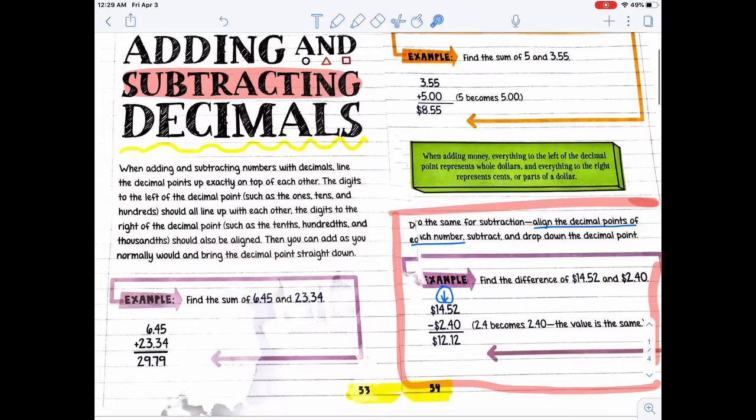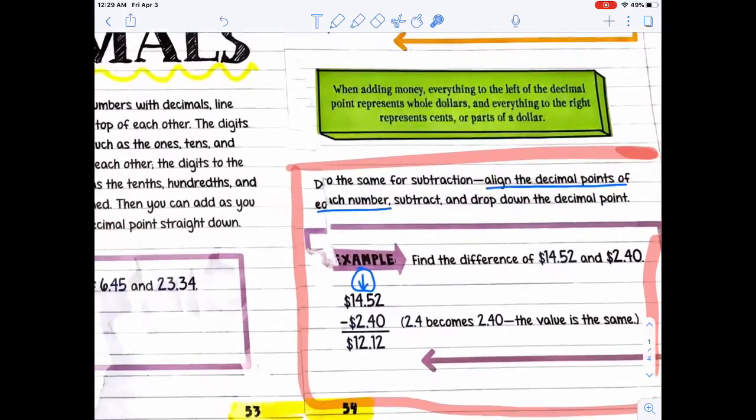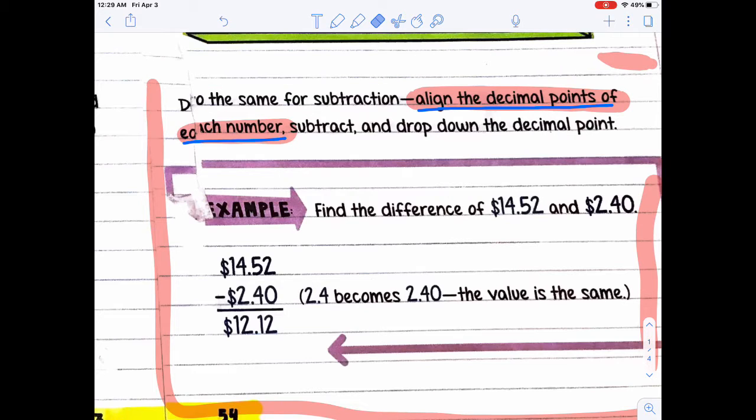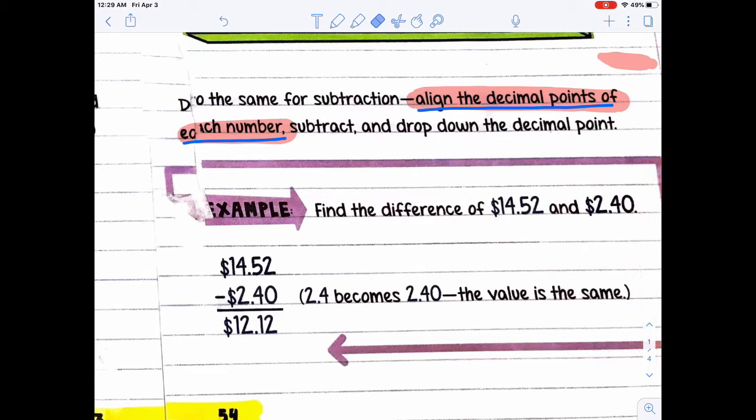So we already went through most of this first sheet together. The only thing we didn't go over was this bottom right-hand corner, and all that is giving us an example of subtracting decimals. So it's the same exact idea as adding. You're always going to align the decimal points of each number, okay? And once you do that, you're just going to subtract normally.